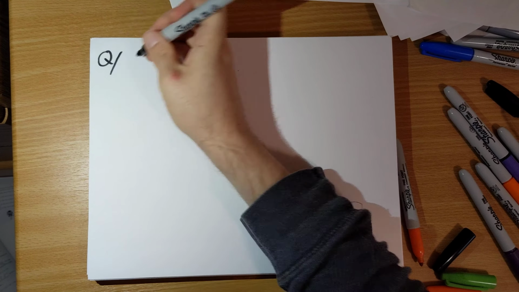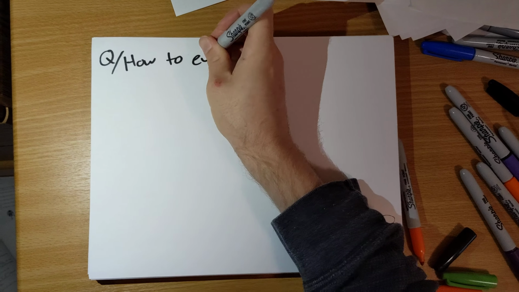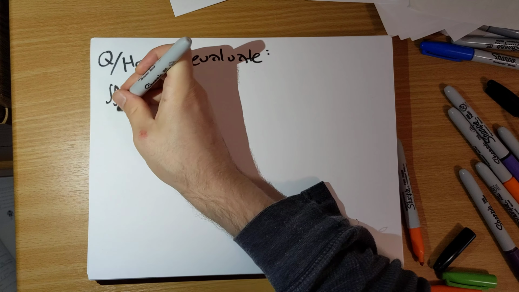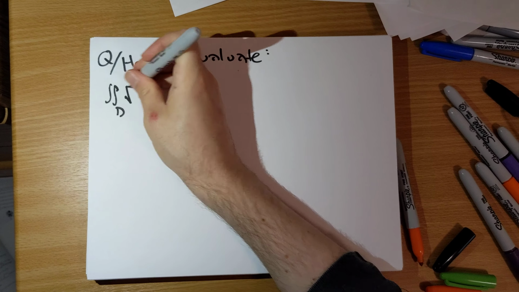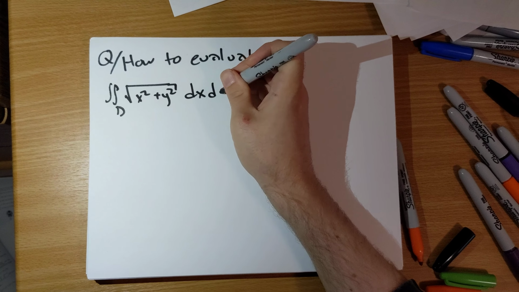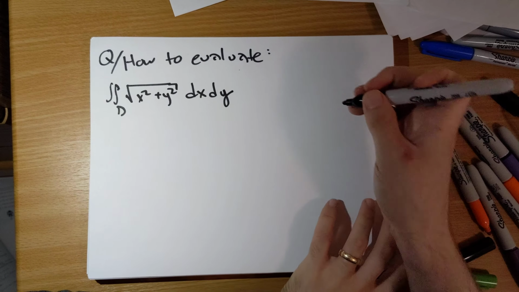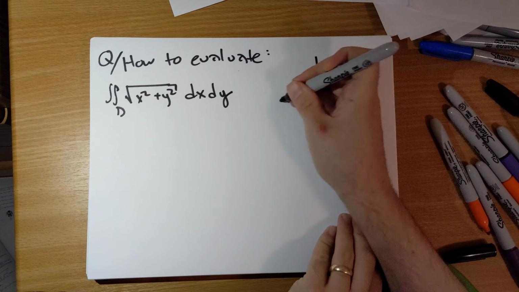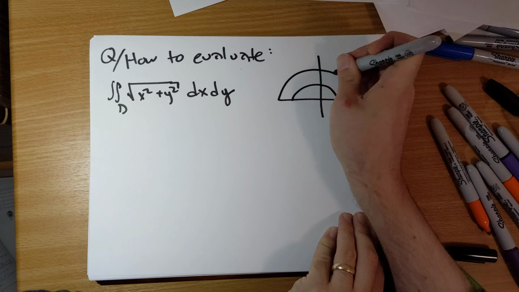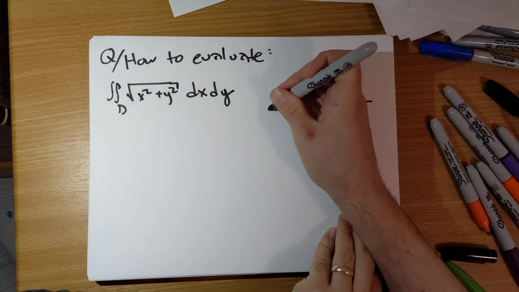Okay, so now I want to kick this up to double integrals. And to do that, I'm going to do a polar coordinates example. So once again, I'm going to say how to evaluate the following integral. The double integral over D of square root of x squared plus y squared dx dy, where D is the region. I'm going to make it this macaroni-shaped region right here.